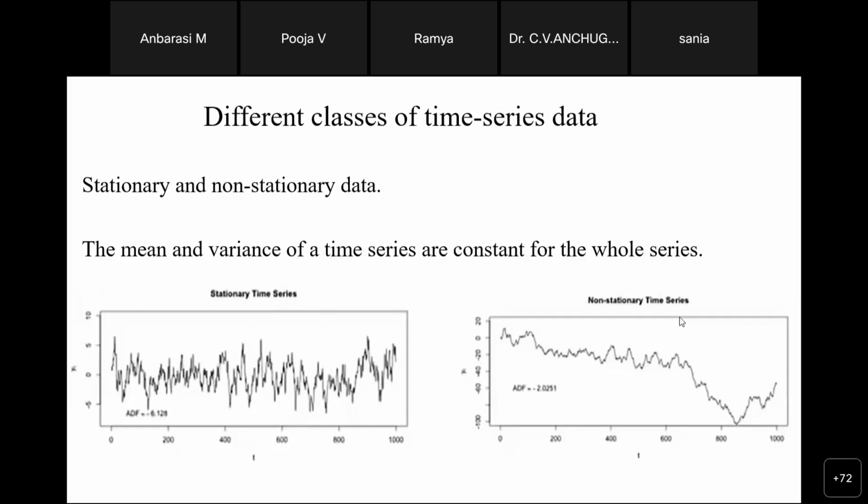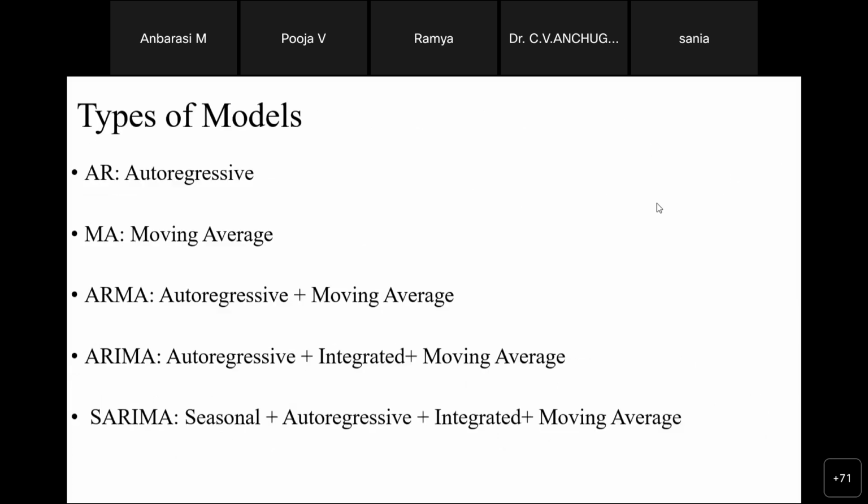And then you have non-stationary data, which, as I said already, shows trends and seasonal effects. Suppose, for example, I want to find the annual sales figure for a particular company. We can find it out based on the trend, whether it is going in an upward direction or a downward direction.